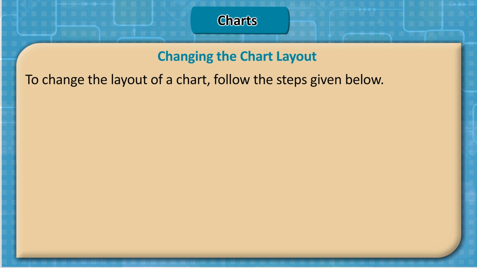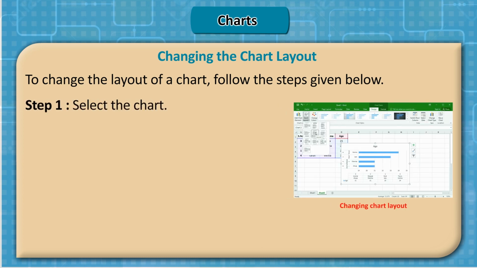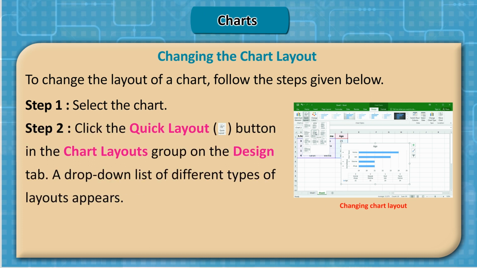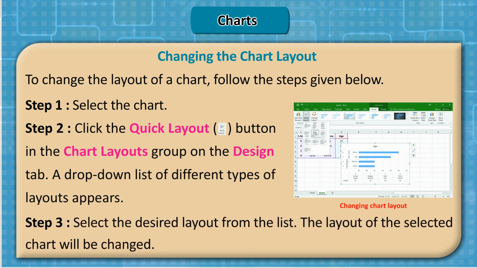Changing the chart layout. To change the layout of a chart, follow the steps given below. Step 1. Select the chart. Step 2. Click the Quick Layout button in the Chart Layouts group on the Design tab. A drop-down list of different types of layouts appears. Step 3. Select the desired layout from the list. The layout of the selected chart will be changed.